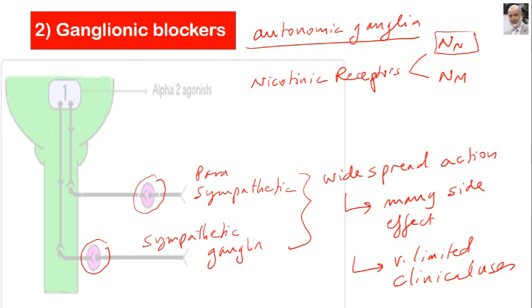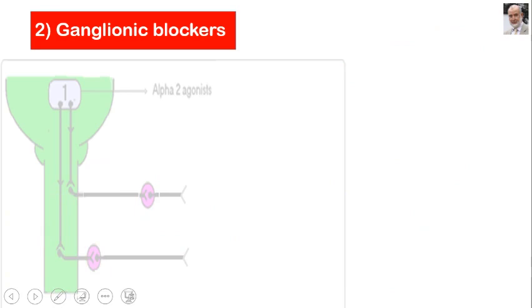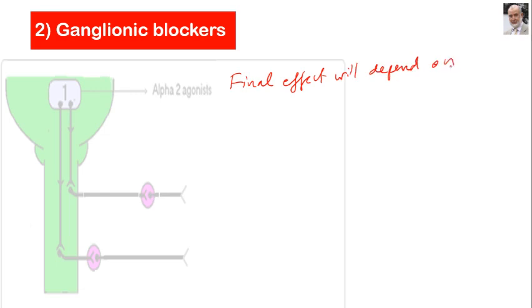So ganglionic blockers block autonomic ganglia and produce many side effects, and that's why they have very limited clinical application. These drugs block both ganglia, and the final effect will depend on the predominant ganglia.